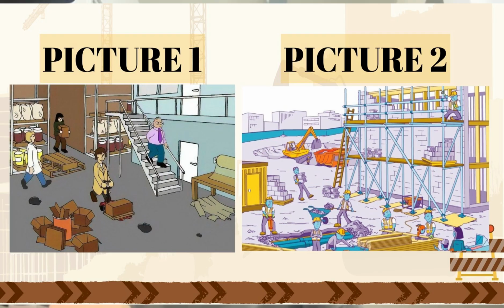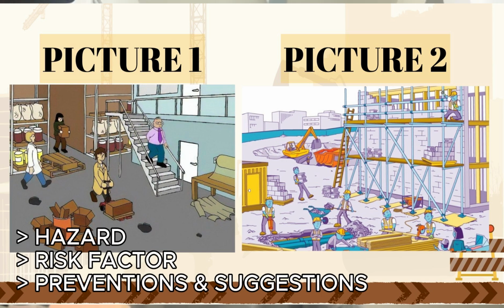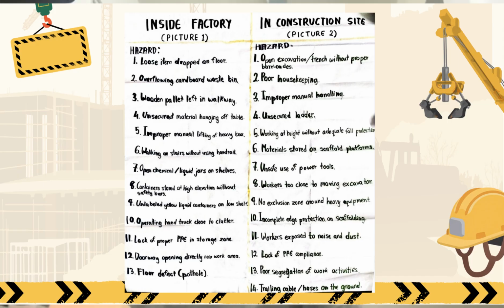Good morning to Sir Jim, our OSHA lecturer, and to everybody that are watching our presentation. Today we will be presenting about hazards that are happening in picture 1 and 2, which shows us the situation of which we will need to find the hazards, explain the risk factor, and its prevention. There are a total of 13 hazards that we will be able to find in picture 1 and a total of 14 in picture 2.